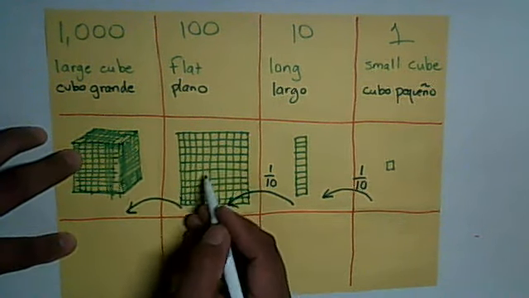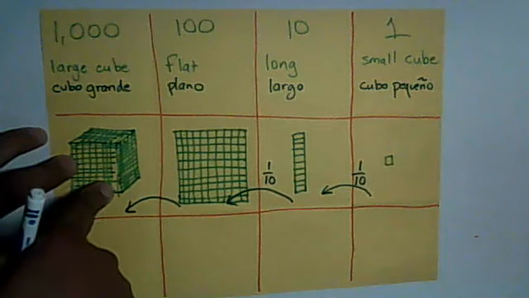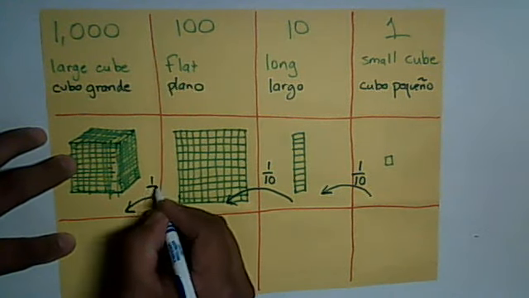The flat is 1 out of 10 of the large cube.